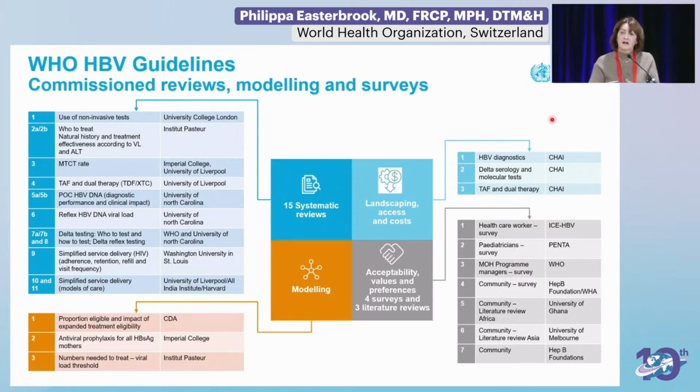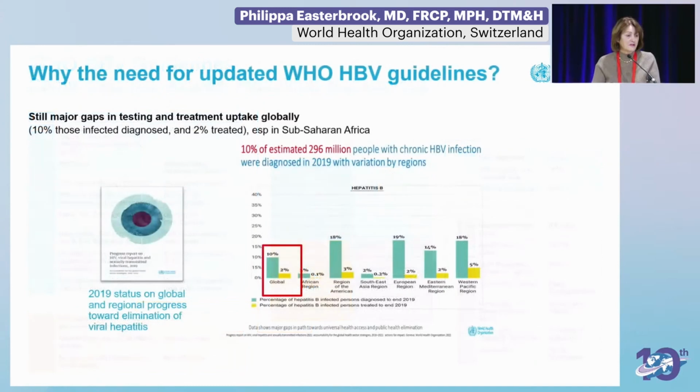We also, CHAI, the Clinton Health Access Initiative, did an excellent job on landscaping, looking at the Hep B diagnostics, the Delta serology and molecular tests, and TAF and dual therapy. And then the Hep B Foundation with the World Hepatitis Alliance and some partners, and Charles Ampong from Ghana did a great review of the community perspective and the literature on stigma and discrimination. But we had surveys among healthcare workers, pediatricians, Ministry of Health program managers, and importantly, the community.